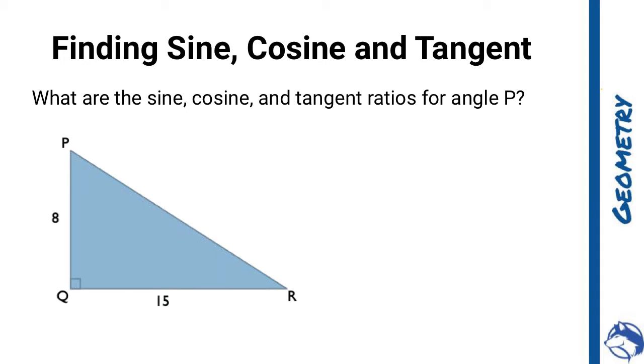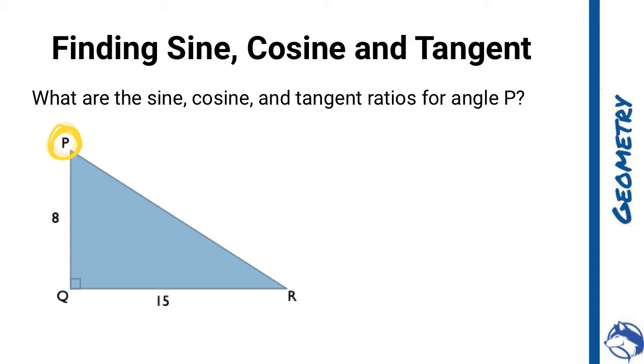Alright, so in this example we're being asked to find the sine, cosine, and tangent ratios for angle P. So what I do is I like to always go ahead and circle my angle that I'm using, and so it's P. Then from this point I like to go ahead and write out what the sides are.